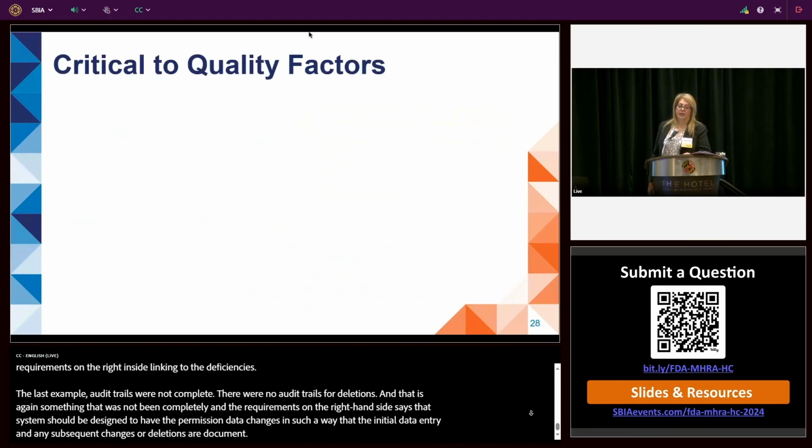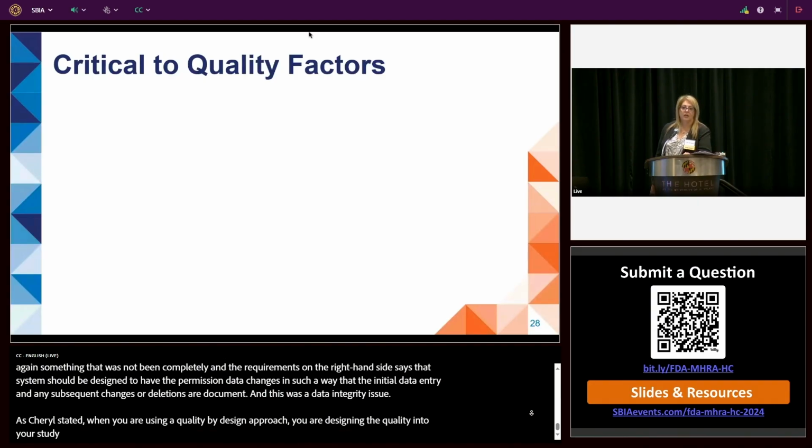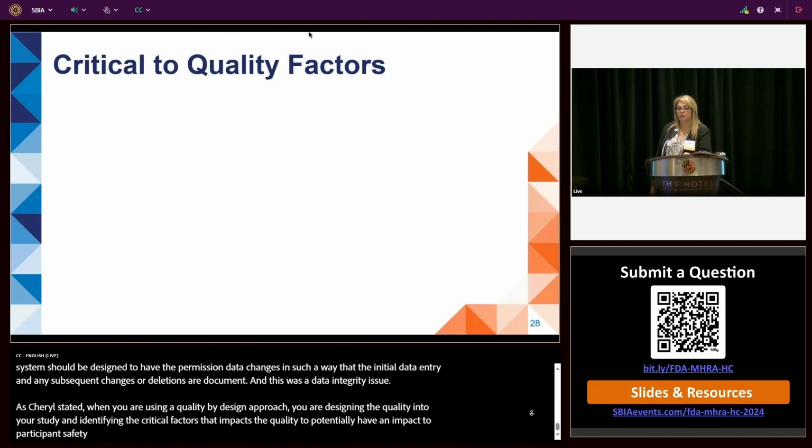As Cheryl stated, when you're using a quality by design approach, you are designing quality into your study and identifying the critical factors that impact quality, that could potentially have an impact on participants' safety or the reliability of the data, and you need to manage the risk to those critical-to-quality factors with a risk-proportionate approach.